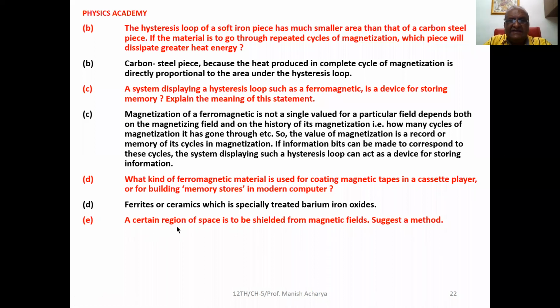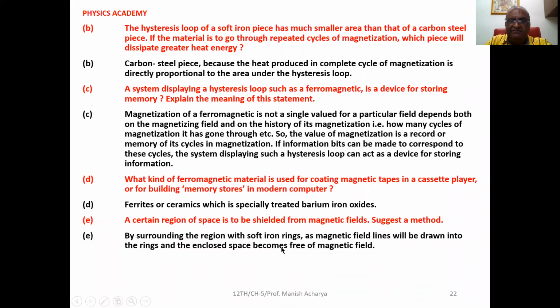E. A certain region of space is to be shielded from magnetic fields. Suggest a method. Simple thing. By surrounding the region with soft iron rings, as magnetic field lines will be drawn into the rings and the enclosed space becomes free of magnetic field. So in this way, you can shield any certain region from the magnetic field. Clear?